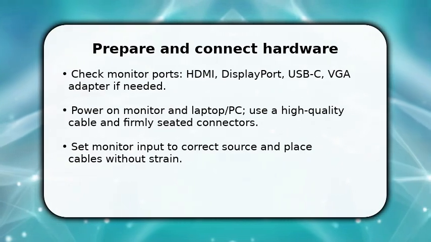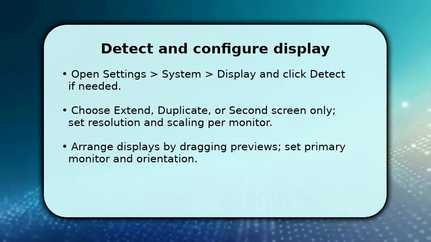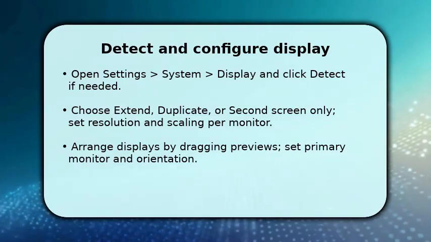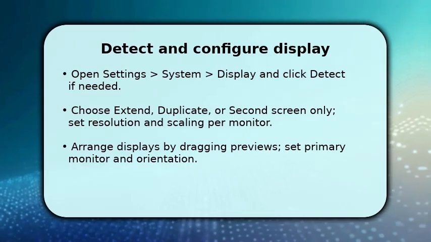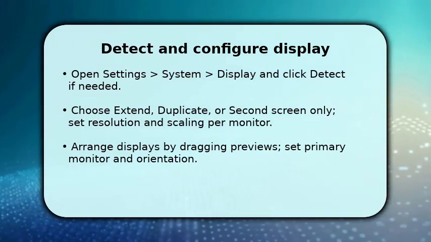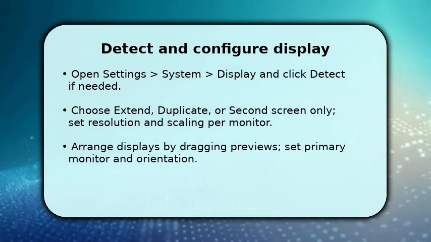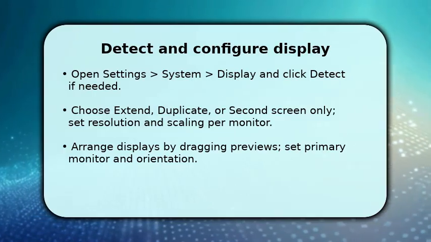Next, open Settings, go to System and Display, and let Windows show your screens. Click Detect if the second monitor doesn't appear. Once visible, choose Extend to expand your workspace or Duplicate to mirror. Pick the resolution and scaling matching each monitor for sharp text.